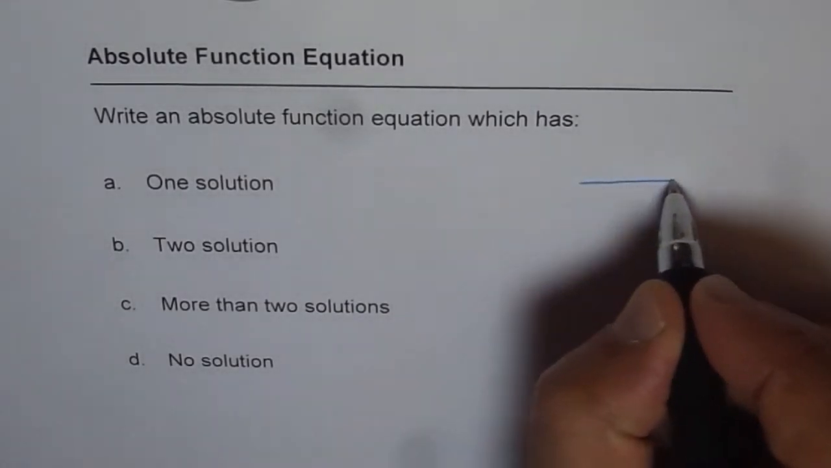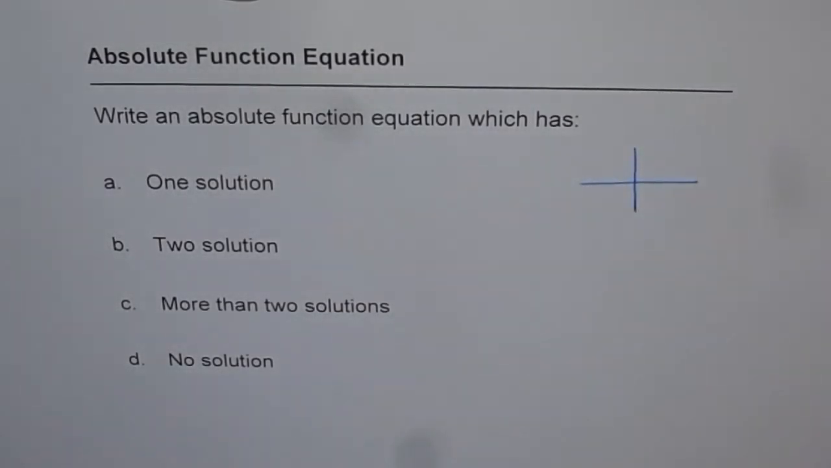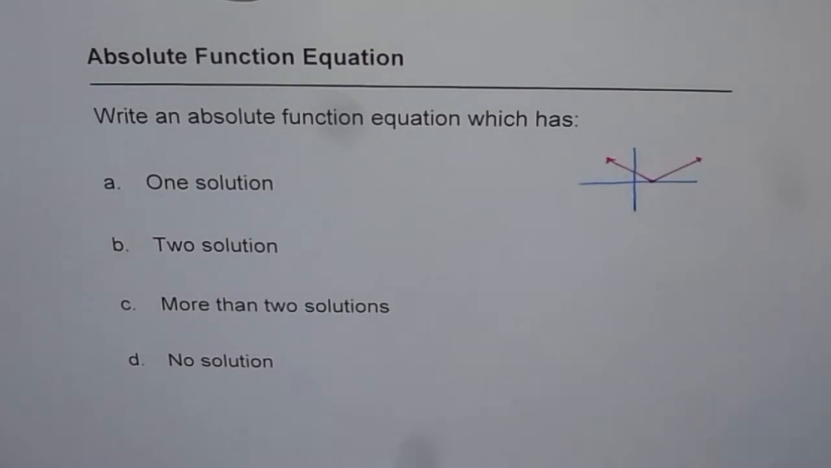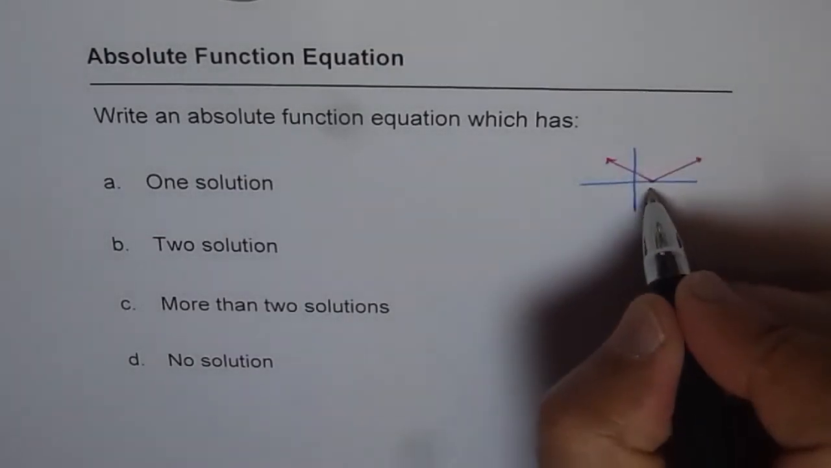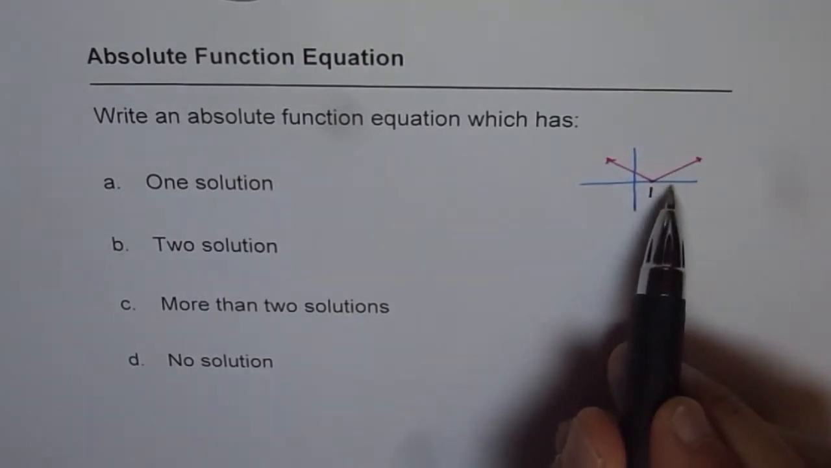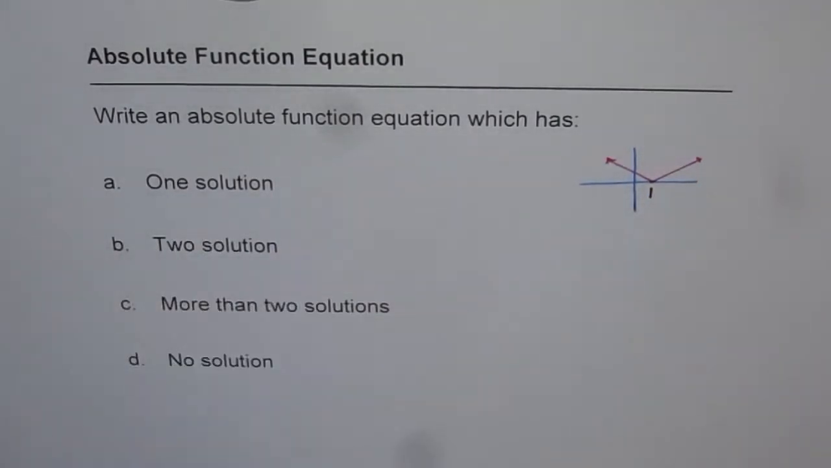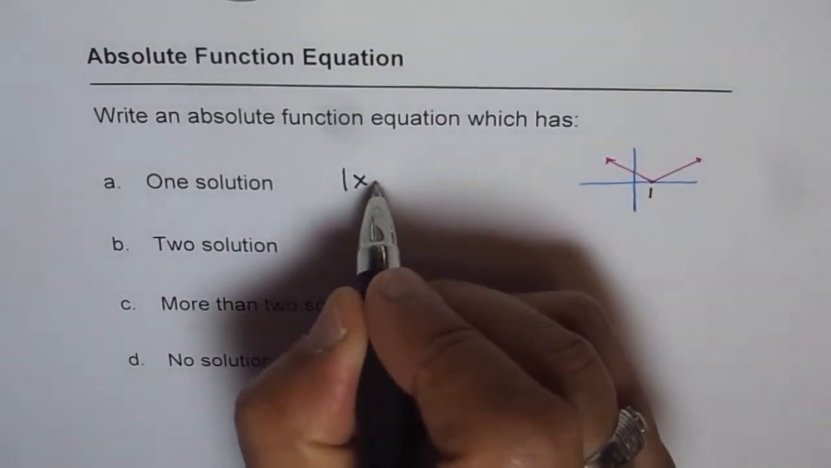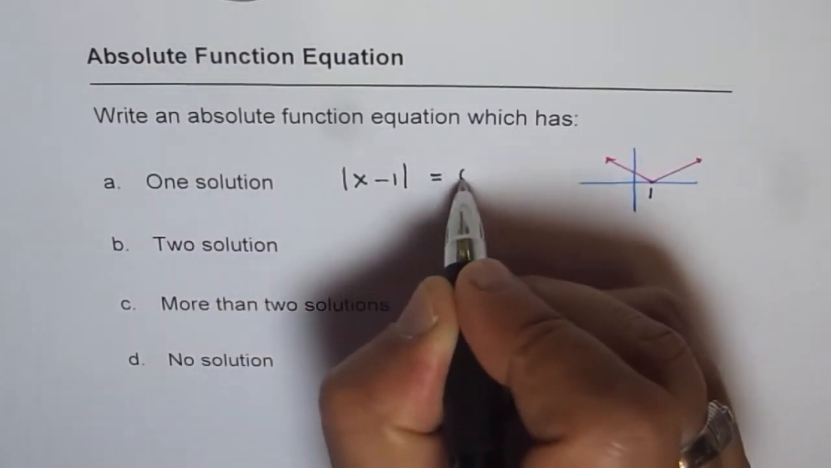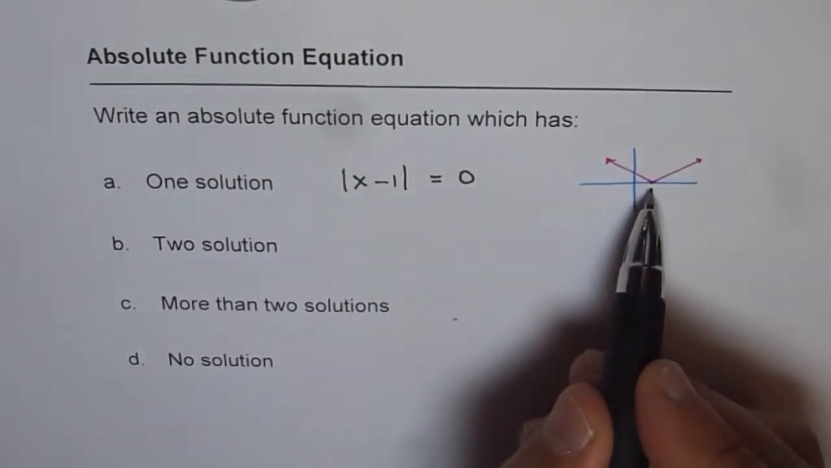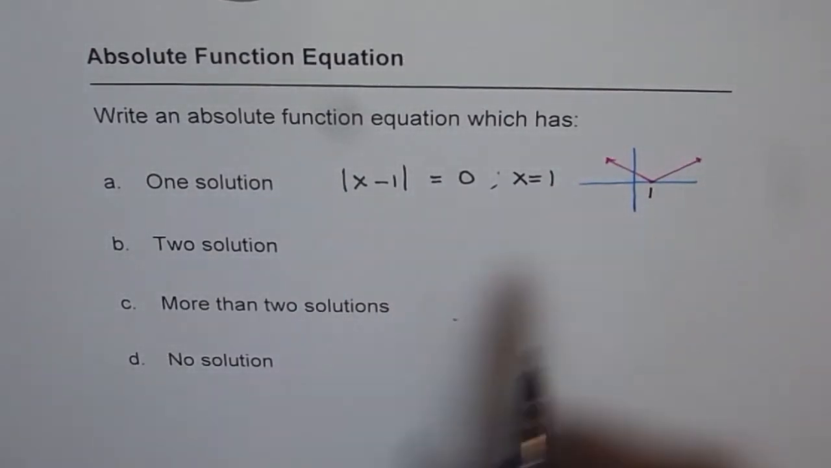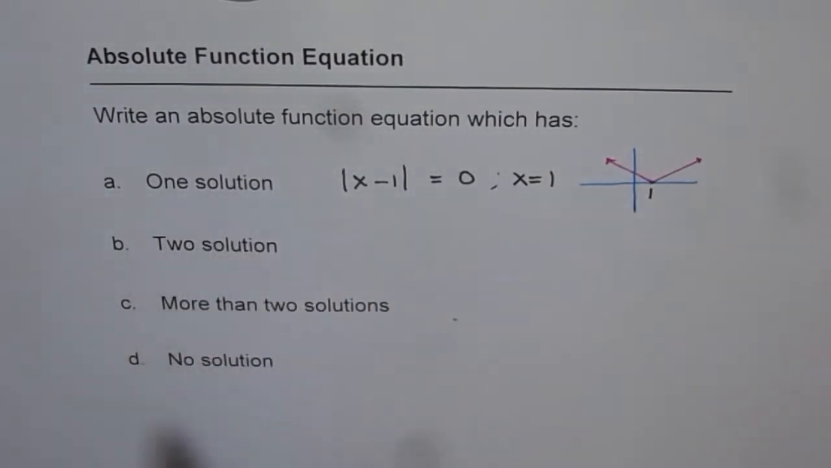So let us say this is our coordinate axis and we have an absolute function which is, let us say, like this. And if this point is plus 1 and we need to write an equation for this absolute function with one solution, what can we give as our equation? Well, we could say absolute value of x minus 1 is equal to 0, since we have moved one unit to the right. So the only solution is x equals 1. Do you see that? So that is how we can write down an absolute function which has one solution.